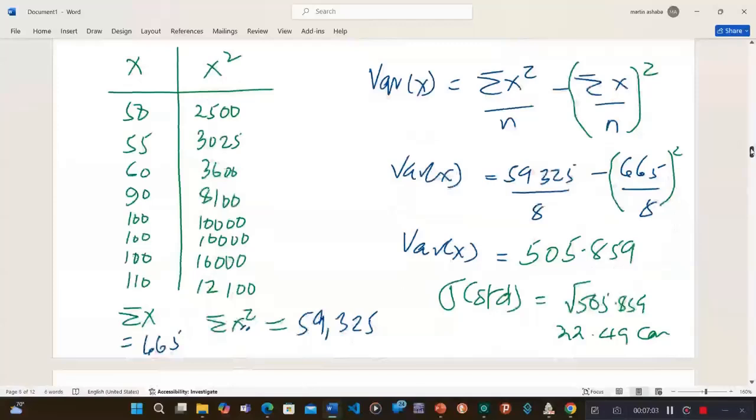My sum of x squared would give you 59,325. So I will bring it here, divided by n, which is 8, minus sum of x, which is also given here, 665. So I also put it over n, and I square. When I square and get the difference, I have this value. Then my standard deviation is that, because it is the square root of variance.